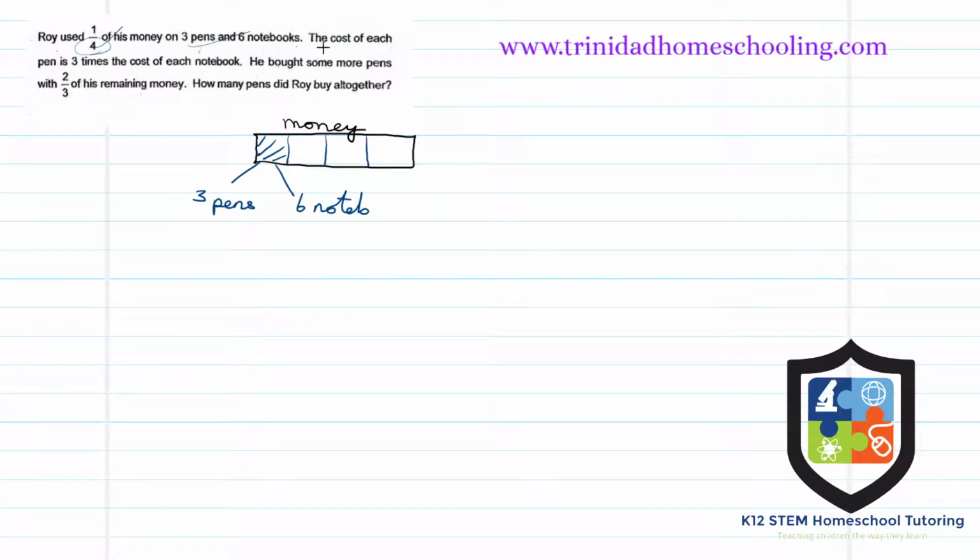The next thing they told us is that the cost of each pen is 3 times the cost of each notebook. This means that 1 pen is equal to the cost of 3 notebooks. So 1 pen equals the cost of 3 notebooks. Now, what would 6 notebooks be? 6 notebooks would be 6 divided by that 3. In terms of pens, this will equal 2 pens.